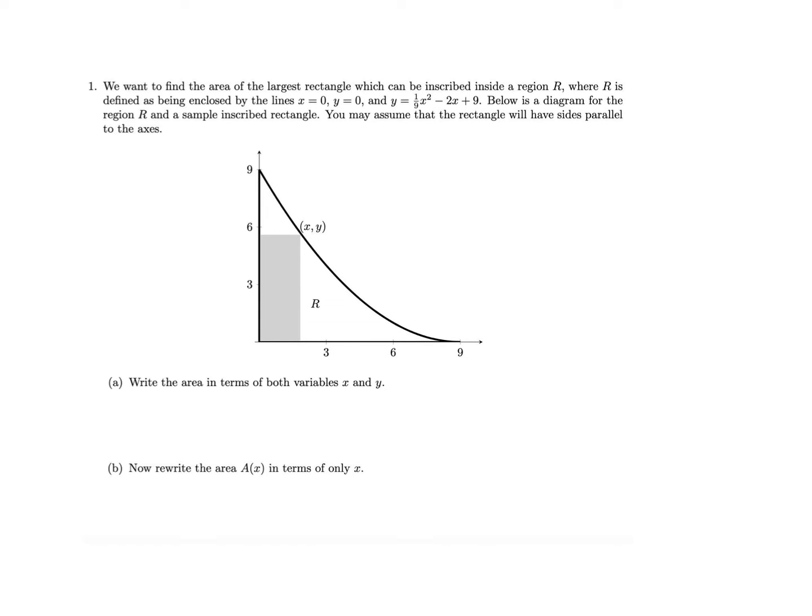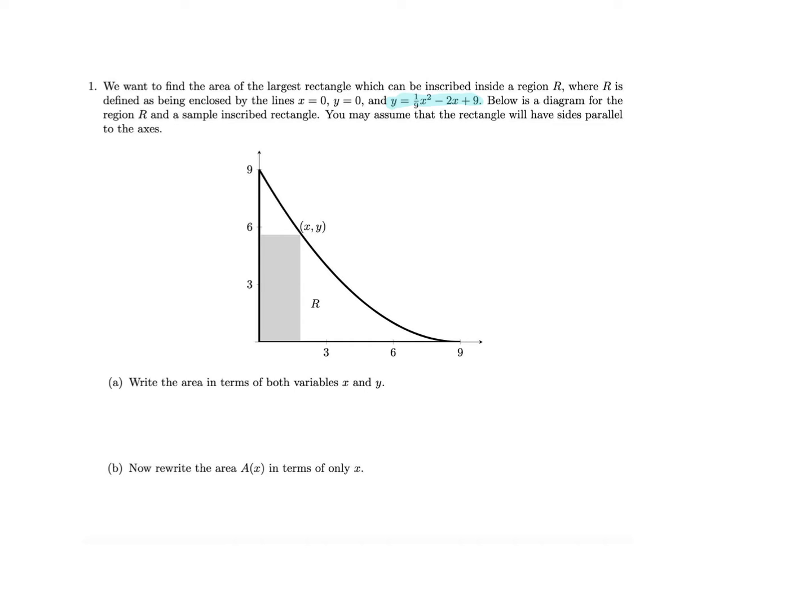I wanted to start today by going over the worksheet that we worked on at the end of last class, rectangular pegs. We want to find the area of the largest rectangle which can be inscribed inside a region R, where R is enclosed by the lines x equals 0, y equals 0, and y equals 1/9 x squared minus 2x plus 9. So this is the curve. Below is a diagram for the region R and a sample inscribed rectangle. You may assume that the rectangle will have sides parallel to the axes.